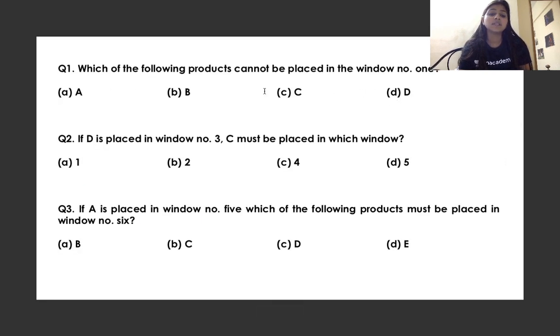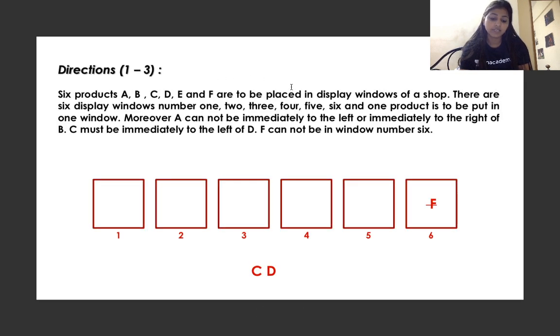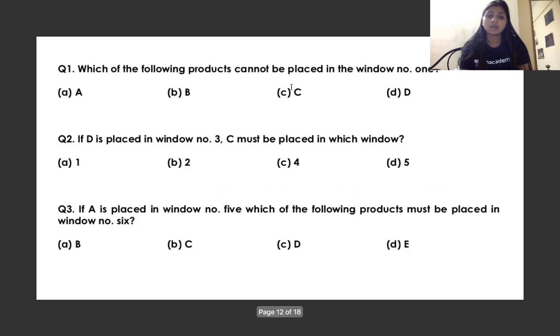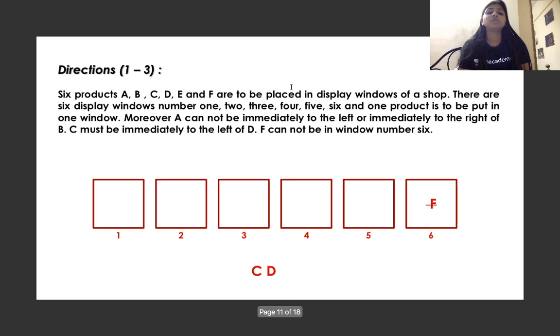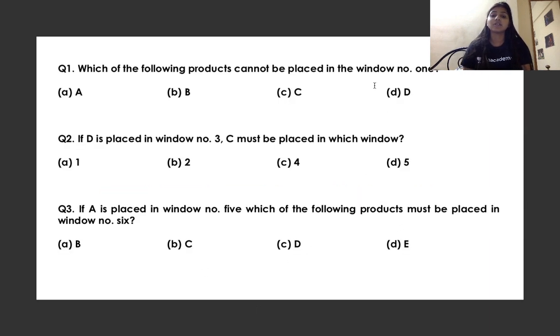Let's see the questions. Which of the following products cannot be placed in window 1? Very simple. What's the answer? It's D. Okay. Because C is immediately to the left of D. So if D is placed in the first box, where should C go? Right? It should be in the order C and D. Therefore, D can only be in the second box but not in the first. So the correct answer to the first question is option D. Okay.